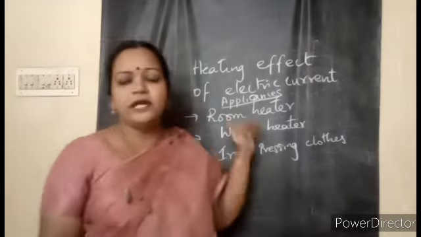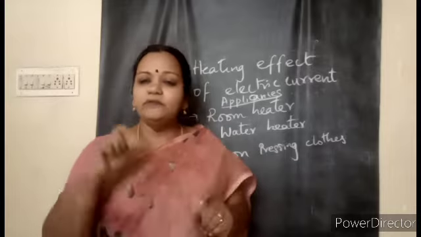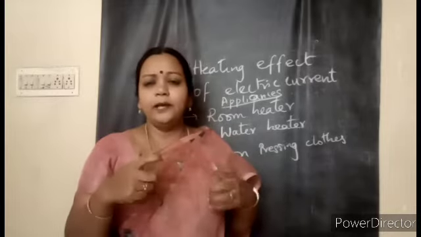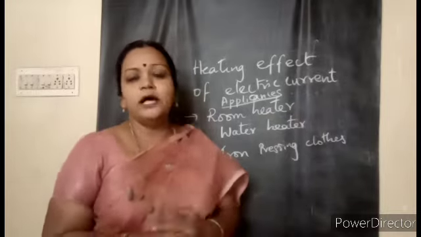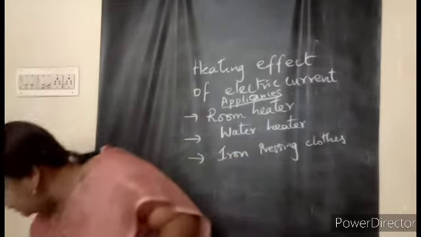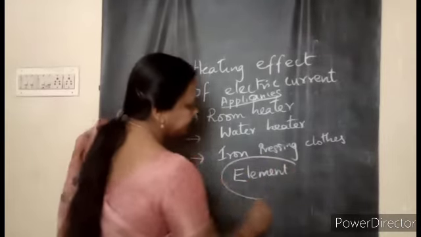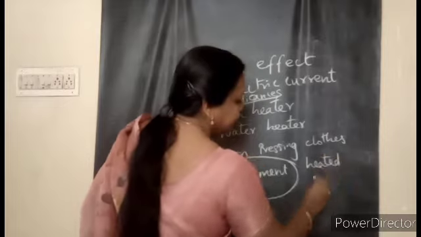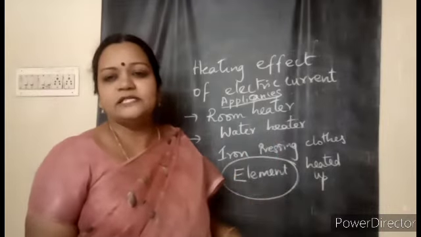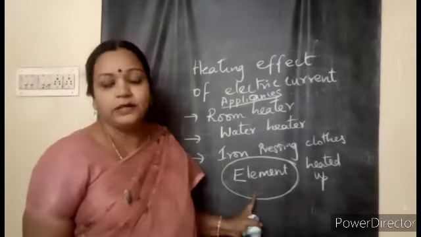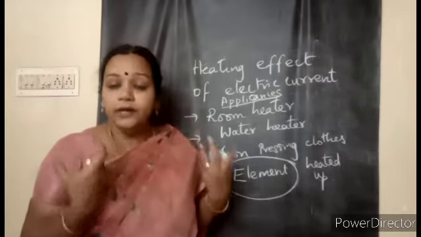So what happens in these appliances? There will be an element in which, when current is passed, it will get heated up, and that heat is utilized for heating water or cooking food, depending upon the appliance. These appliances have one common thing called an element. That element gets heated up and makes the necessary work be done, whatever the appliance is made for. Some elements absorb the electrical energy and they will glow also.